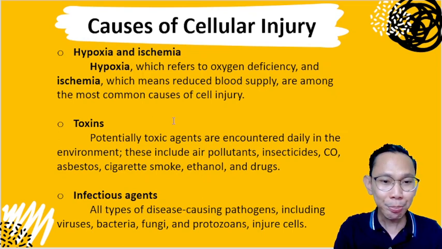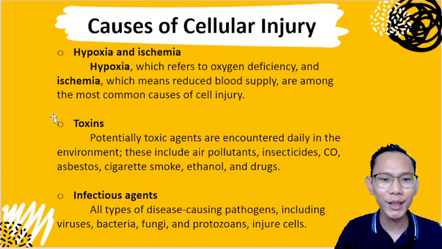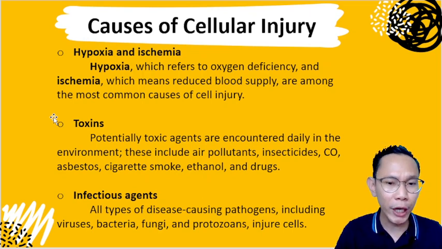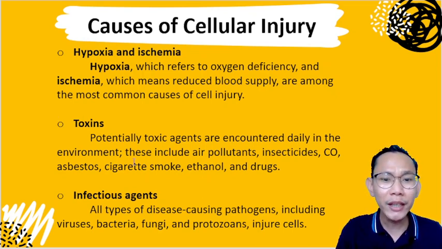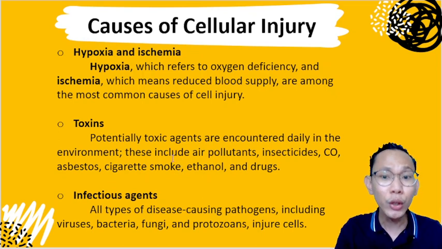Very good. Now, let's talk about your toxins. Toxins, potentially toxic agents, are encountered daily in the environment. This includes air pollutants, insecticide, carbon monoxide, asbestos, cigarette smoke, ethanol, and drugs. So these are the different products that we use or are being exposed to.